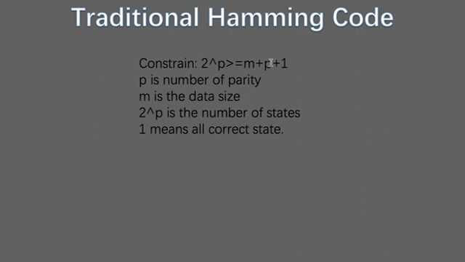And p parity bits have totally 2 power p states. If we want to use parity to detect errors happening in each bit, the number of states should be larger than the total number of m plus p. Also, there is one more state to represent the all correct state. That is to say, 2 power p should be larger than or equal to m plus p plus 1. Now let's see an example.